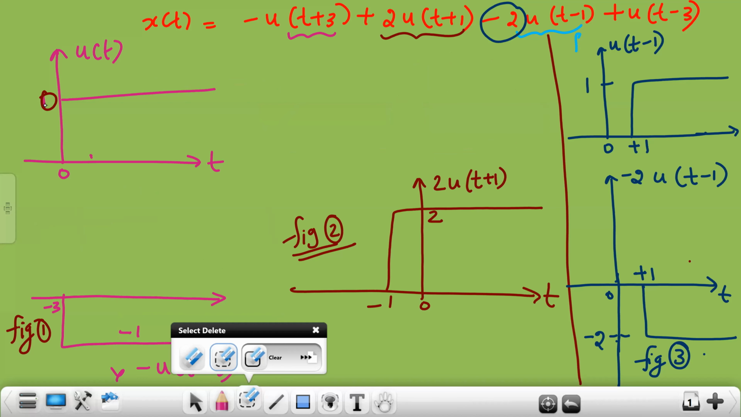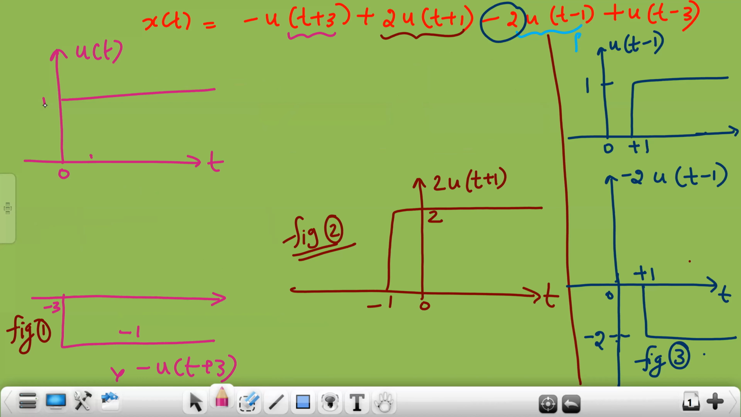Sir, the third diagram. Sir, why the wave is starting from +1? Why not from 0? Because you are drawing u of t minus 1, you are not drawing u of t. If you are drawing u of t means you will be starting from 0 as shown in the third figure. If you are drawing u of t minus 1, it will be shifting towards right side by 1 unit of time. That is why it is coming from plus 1. Is that clear?